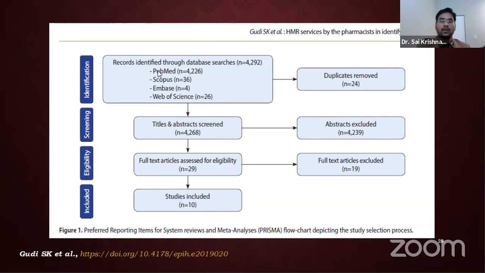In the first step, I had a total of around 4,300 articles for my systematic review. And I followed all the process which I have mentioned earlier, that is the levels of reviewing: titles, abstracts, eligibility criteria, content, and everything. And finally, I ended up with 10 studies. If you can see the last step, that is studies included, n equals 10. That is, I included 10 studies in my systematic review. So this should be there if you want to do a systematic review. This is known as a Prisma flowchart.